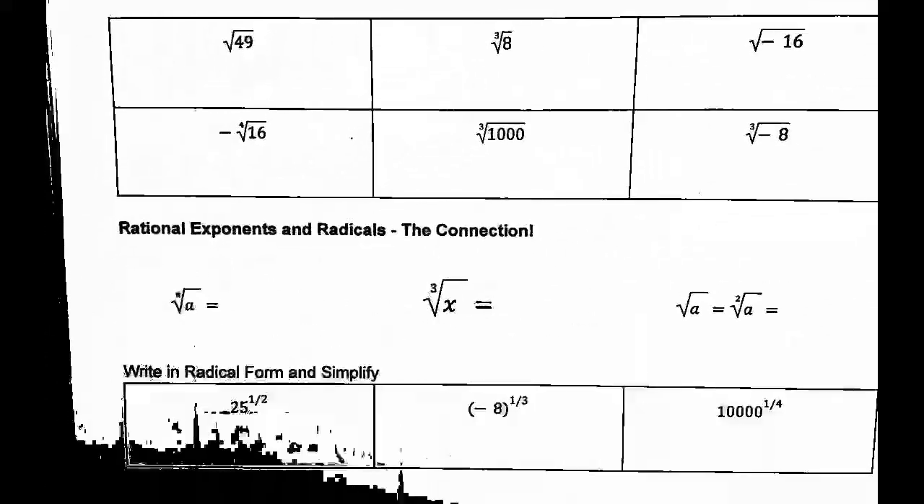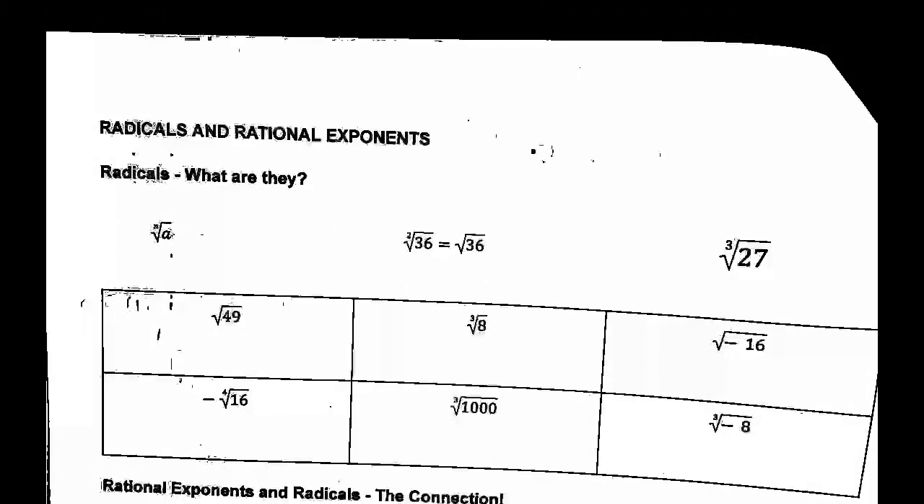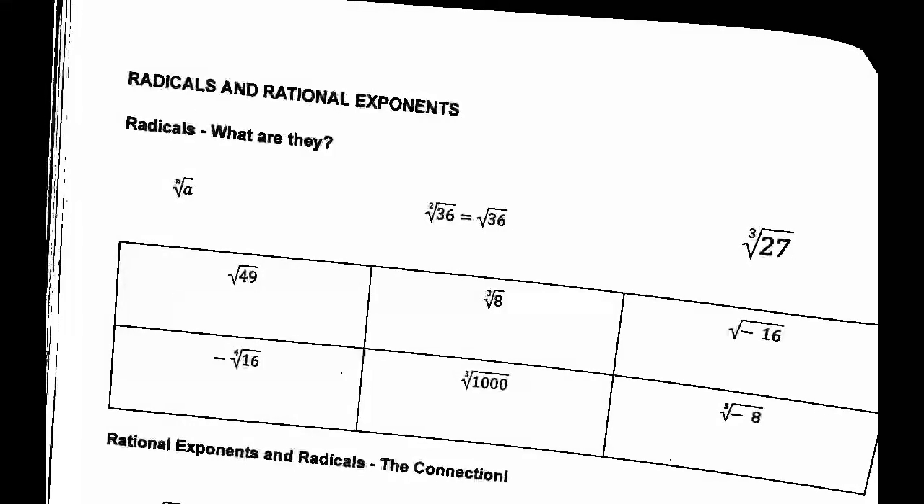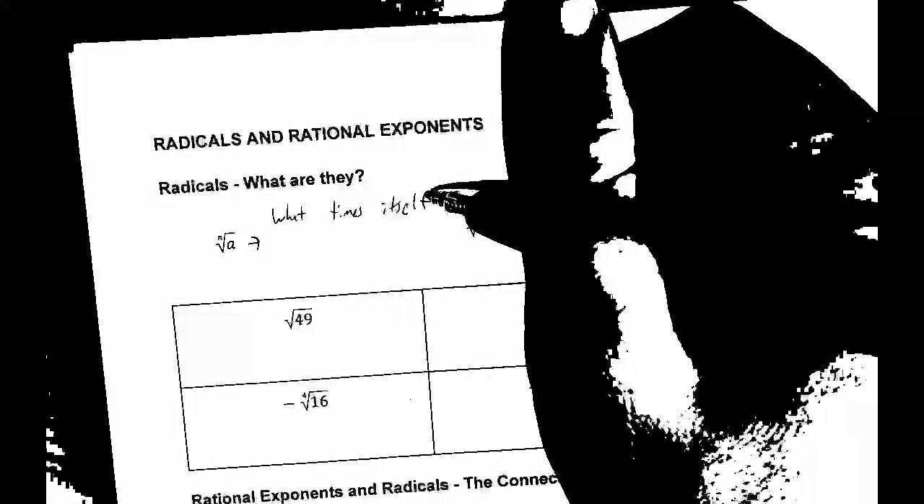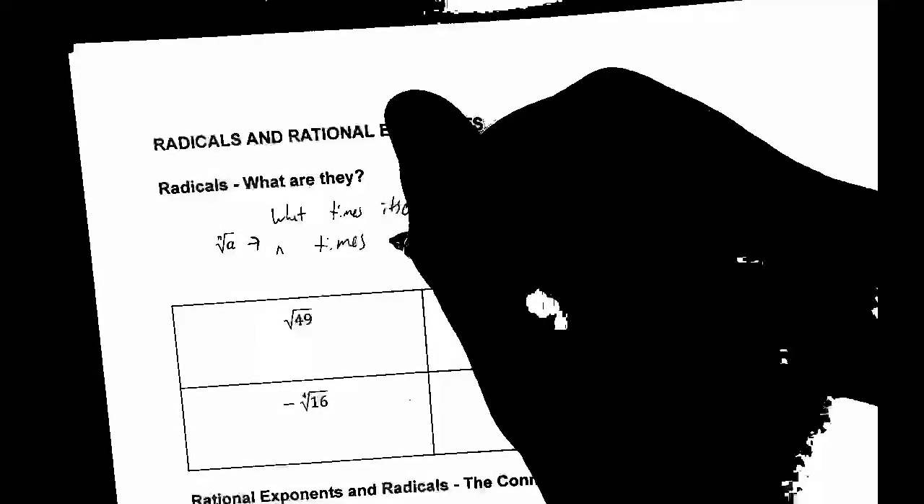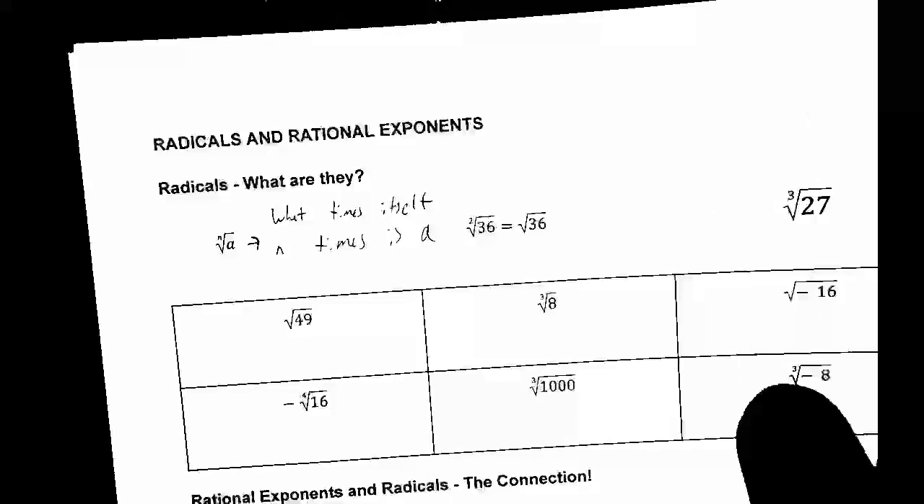Nearly there. Radicals. So radicals are used when we are rooting something. It's not just to the power, but it could be to the power, but we're also rooting it in some way. So the nth root of a is like what times itself n times is a. That's what we're saying.